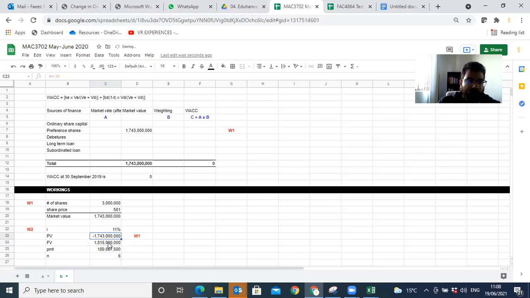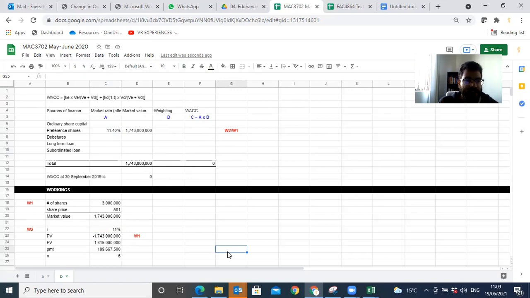So the I is going to be 11%. Sorry, I know what I'm doing. So I is going to be 11%. Okay, so what I'm going to do is make it like that, two spaces. I'm going to tell them they can go look at working 2. Now we have preference shares sorted.